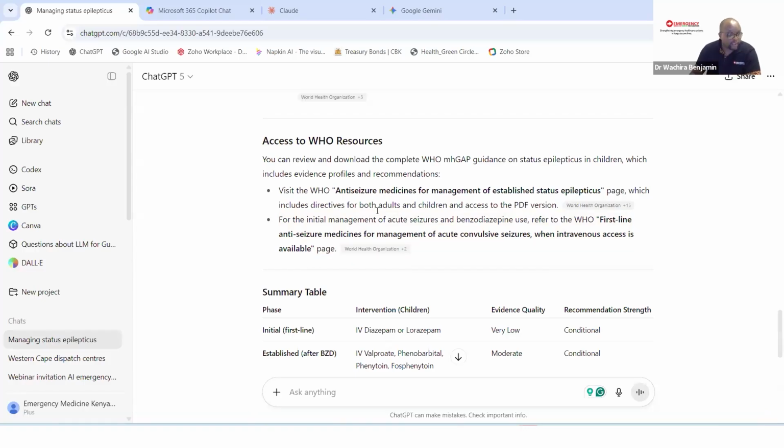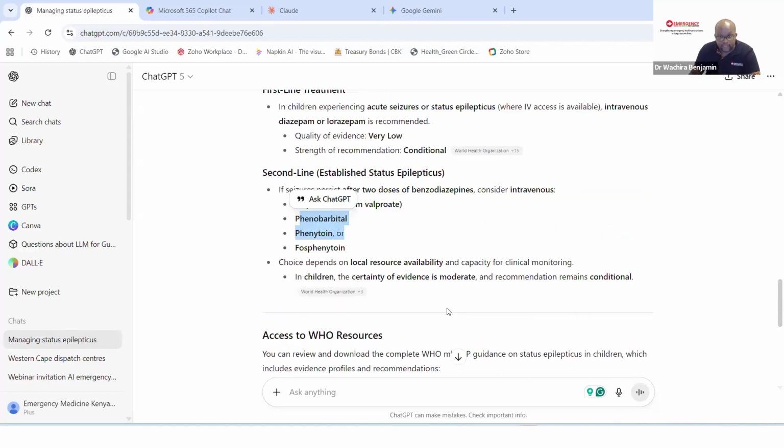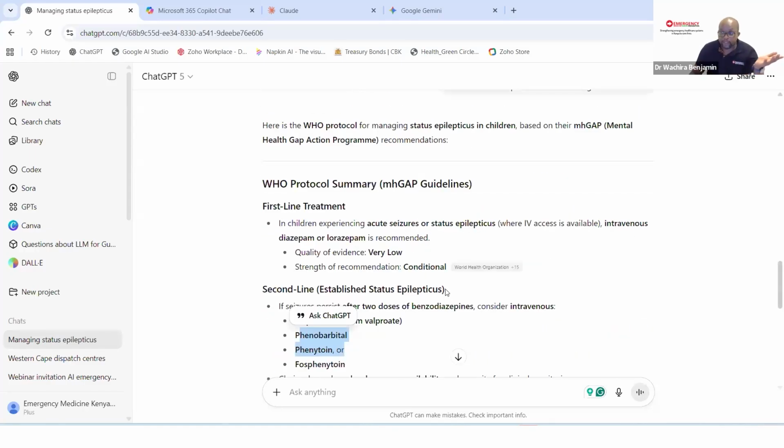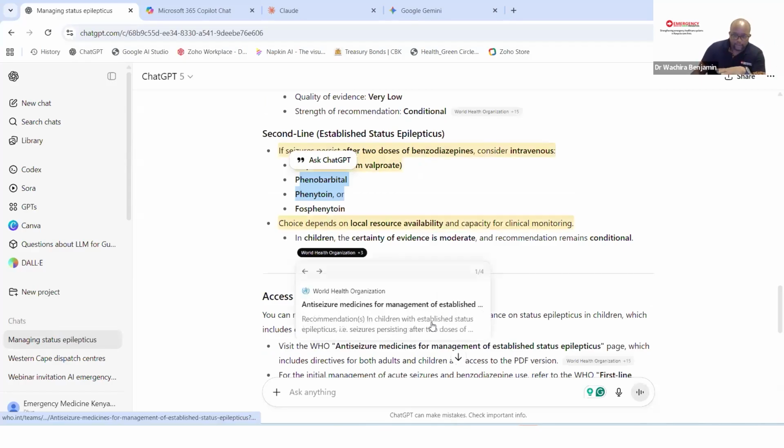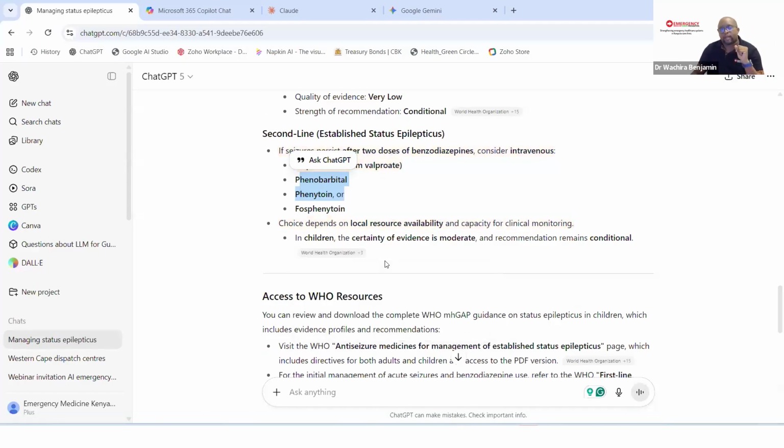So if you're asked to defend one choice, you can easily say these are WHO protocols, and here's the information from WHO. You can click on the link and read more information on anticonvulsant medication from WHO. All right, good. Next question.